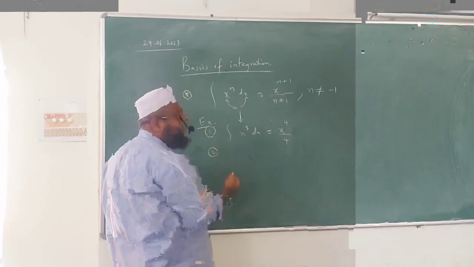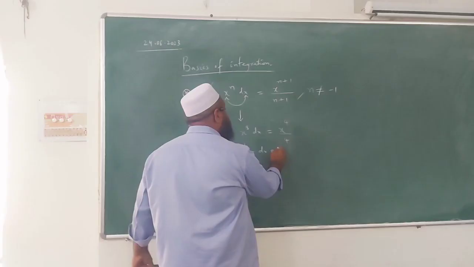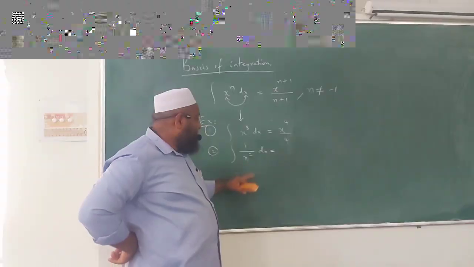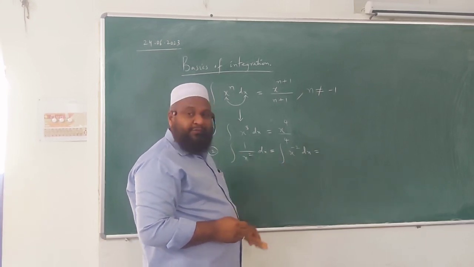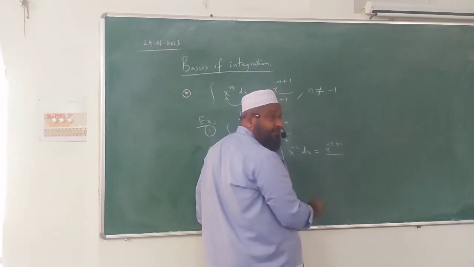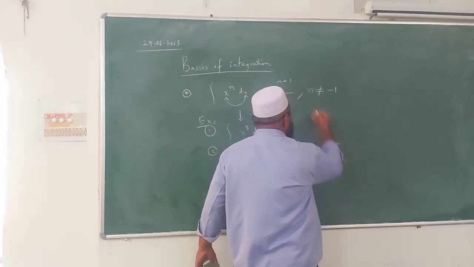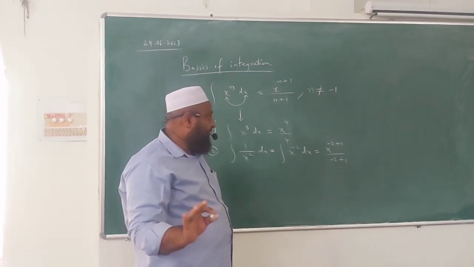Example with a different value. Suppose I have 1 by x square dx. So what should I do first? I should make it look like the formula. So what comes? x to the power of minus 2 dx. Then it is looking like x to the power of n. So what comes now? x to the power of minus 2 plus 1 divided by minus 2 plus 1, that is, x to the power of n plus 1 by n plus 1. Following? Good.